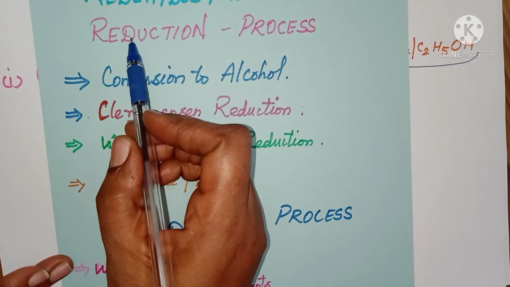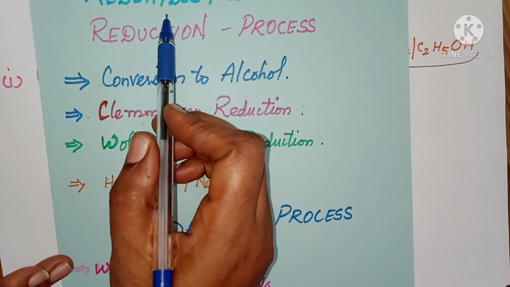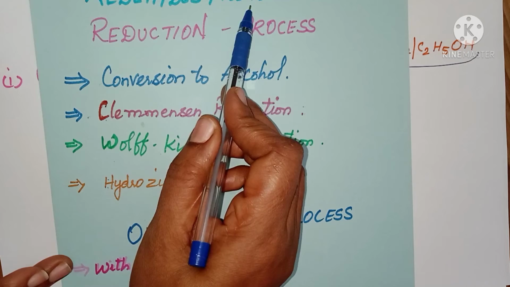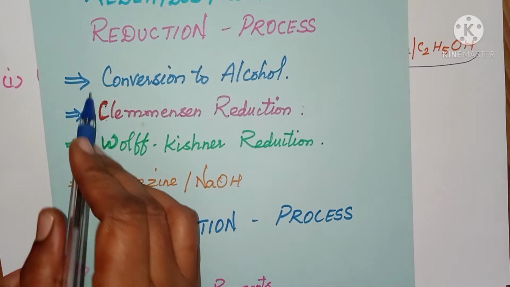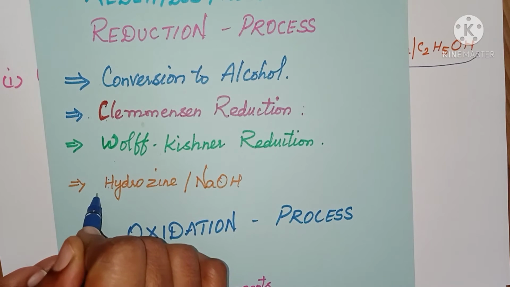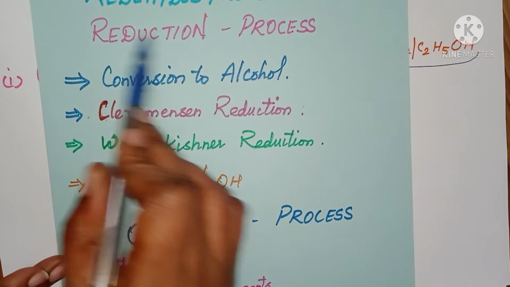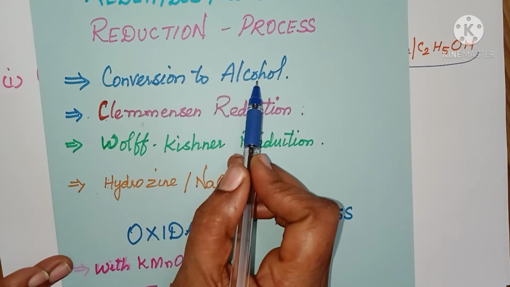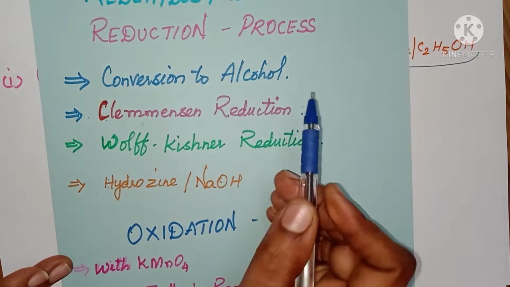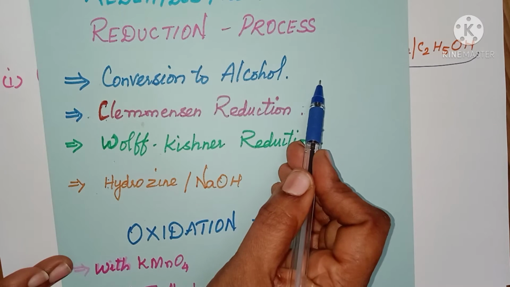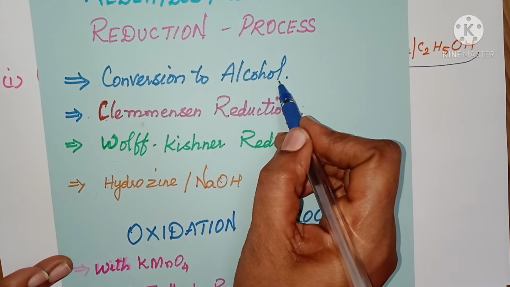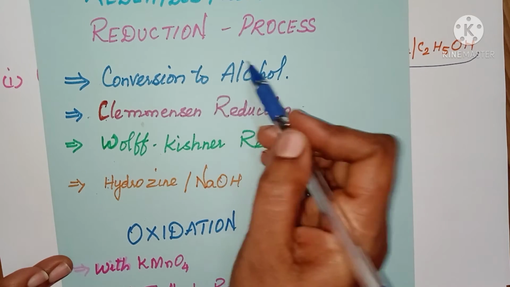I am Vijay Lakshmi. Today we are going to discuss the reduction process in aldehydes and ketones. In the reduction process, there are four reactions. In the first, aldehydes and ketones are reduced to alcohol, maybe a primary alcohol or a secondary alcohol. They may ask the question, how do we get alcohol through the reduction process of aldehydes and ketones?